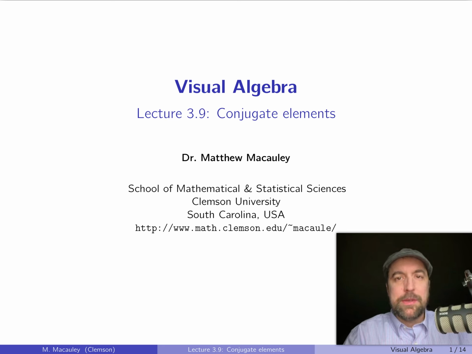Conjugate matrices have the same eigenvalues and thus the same trace and determinant. And they even represent the same linear map but under a change of basis. Conjugate subgroups are isomorphic, but not all isomorphic subgroups are conjugate. Conjugate elements have the same order, but not all elements of the same order are conjugate.